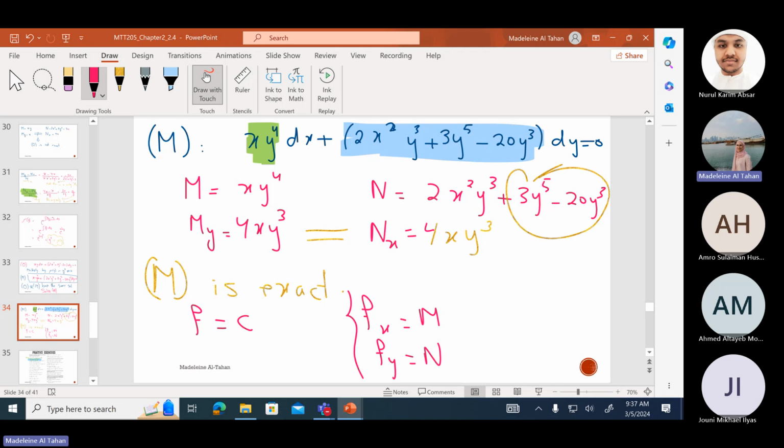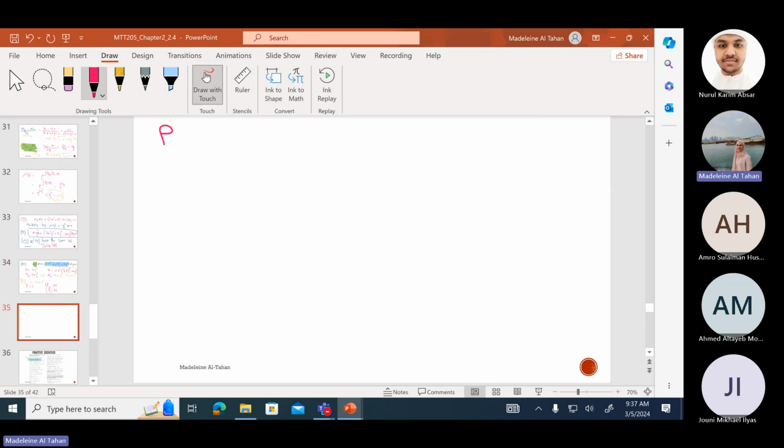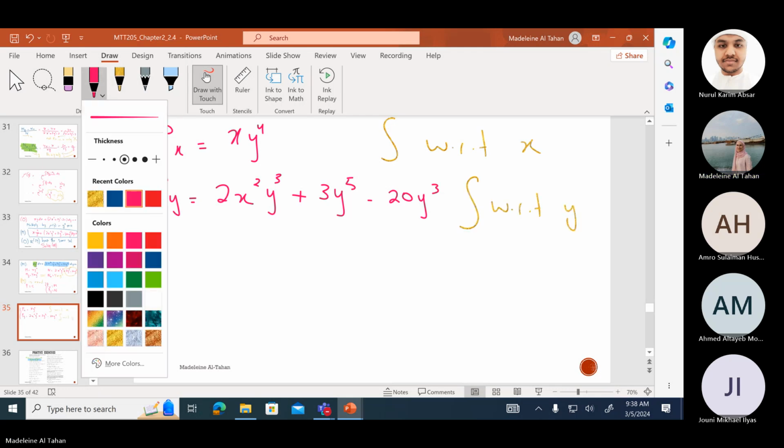So you got the solution, Sultan? So again, f_x, what was M? xy^4. And f_y, what was N? 2x^2y^3 + 3y^5 - 20y^3. So here we will integrate with respect to which variable? And the second one with respect to y. Perfect. And then again, remind me, when we integrate with respect to x, the constant will be in terms of what?